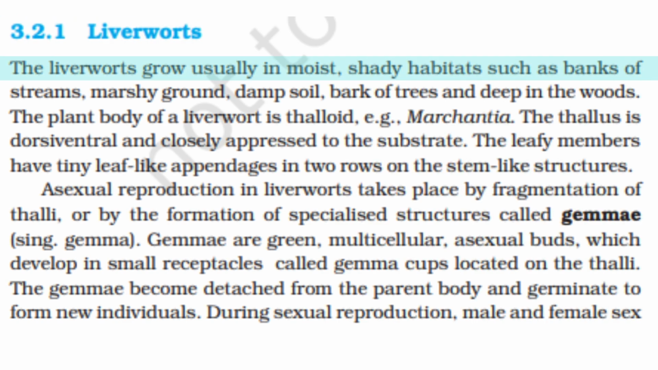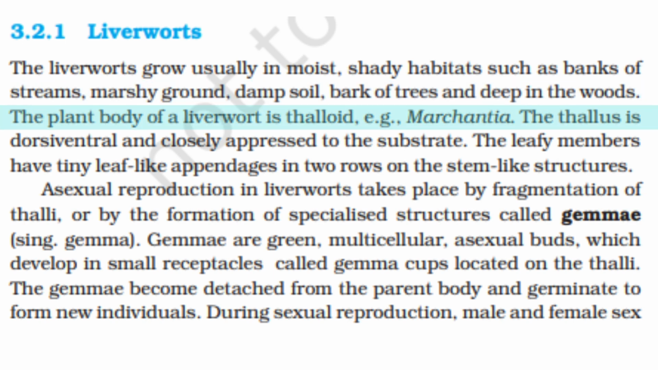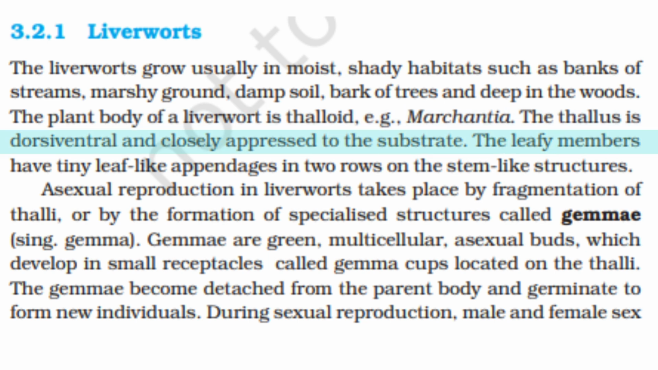Liverworts. The liverworts grow usually in moist, shady habitats such as banks of streams, marshy ground, damp soil, bark of trees, and deep in the woods. The plant body of a liverwort is thalloid, example Marchantia. The thallus is dorsiventral and closely pressed to the substrate.